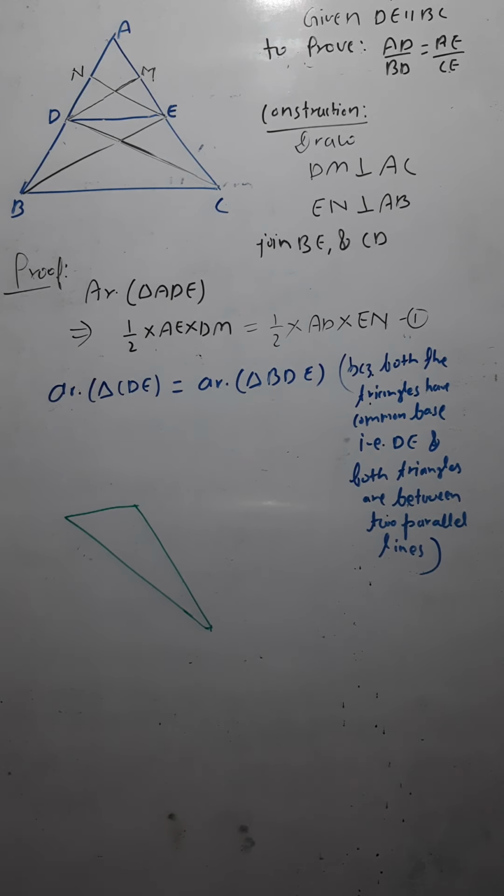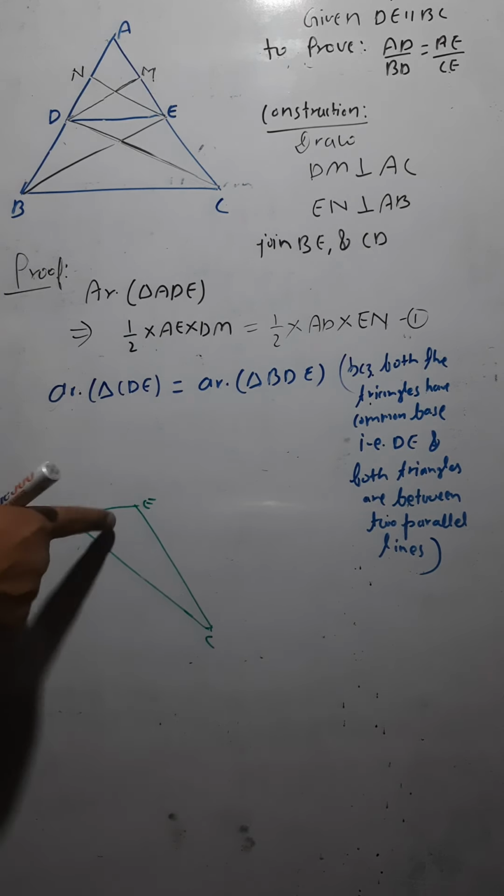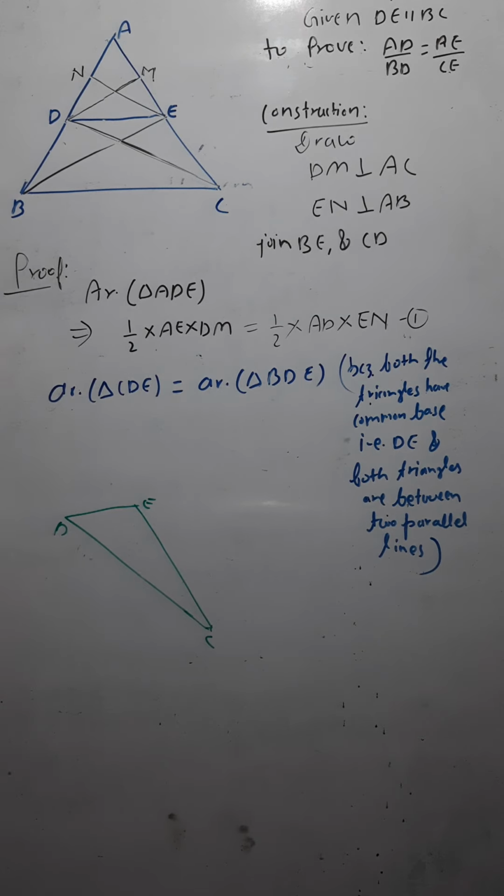So it is an obtuse angle triangle. So to find out the area of such an obtuse angle triangle, let's say this is C and this is D and this is E, what would you do? You have to find out the area. Area is equal to what? 1 by 2 base into height. So if this is the base, what would be the height?